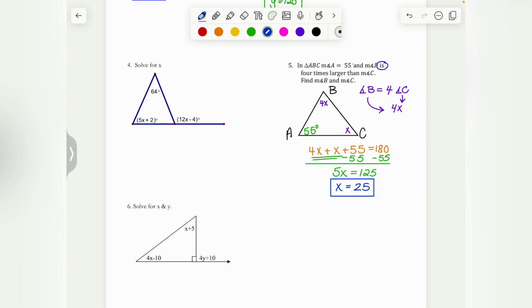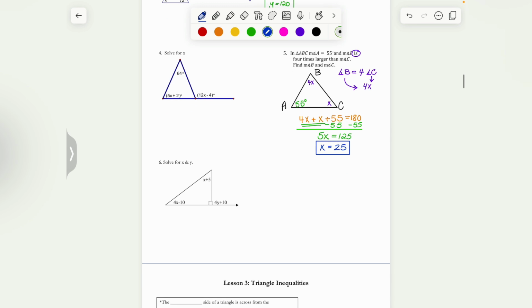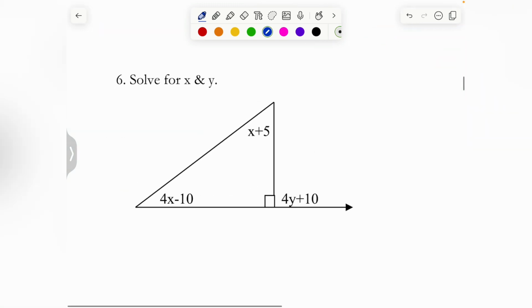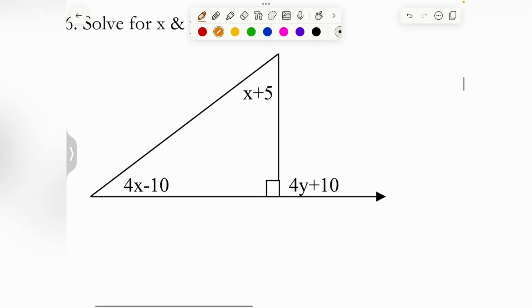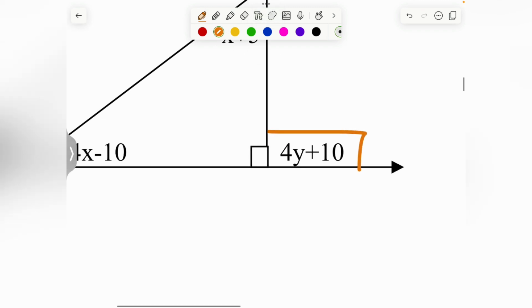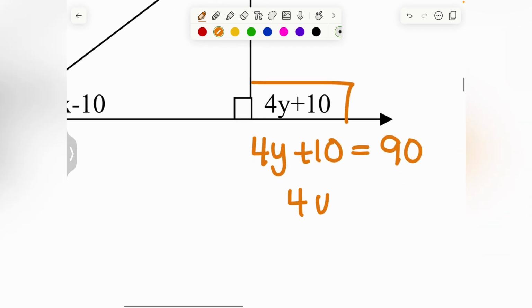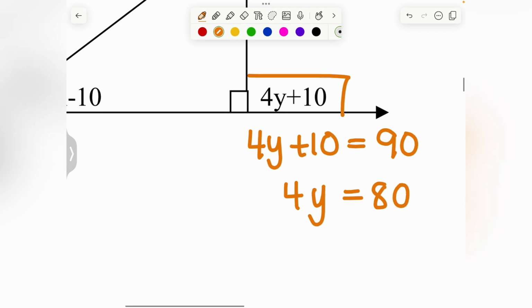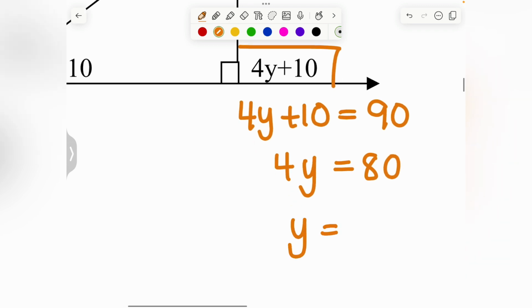I'll let Sammy do 3 of them. I'll do number 6 with you guys just to speed it up. So if this angle is 90, this angle is 90, okay? So we have 4y plus 10 equals 90. Subtract the 10 over, 4y equals 80. Divide the 4. So y equals 20.